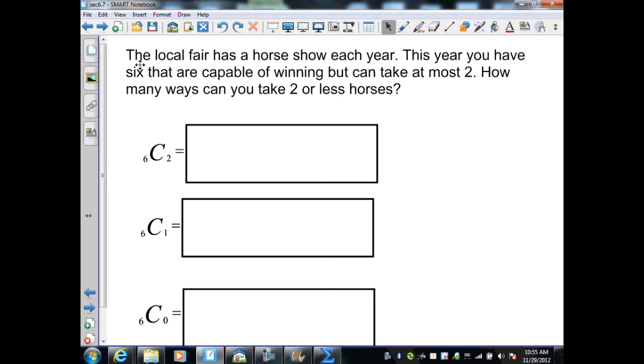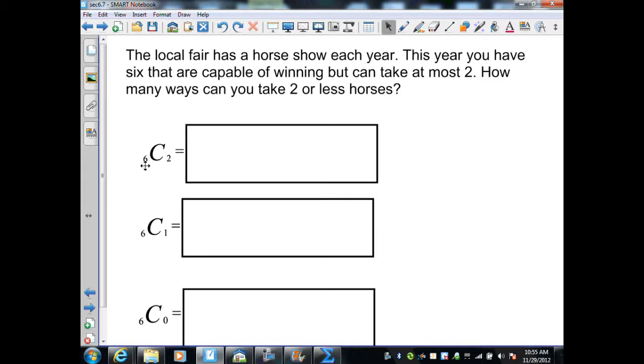In the next example, the local fair has a horse show each year. This year you have 6 horses that are capable of winning the show, but you can take at most 2 of them. How many ways can you take 2 or less horses? This is a combination because I'm not worried about the arrangement of the horses. But this is a little bit more complicated to solve because I have a choice of taking the maximum number of horses out of the 6, which is 2.